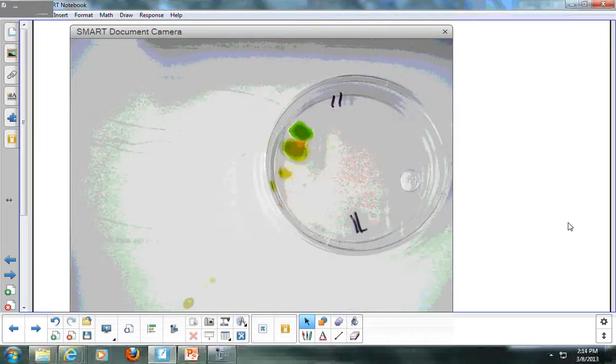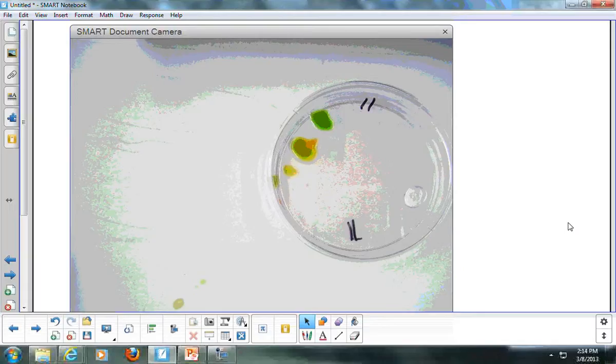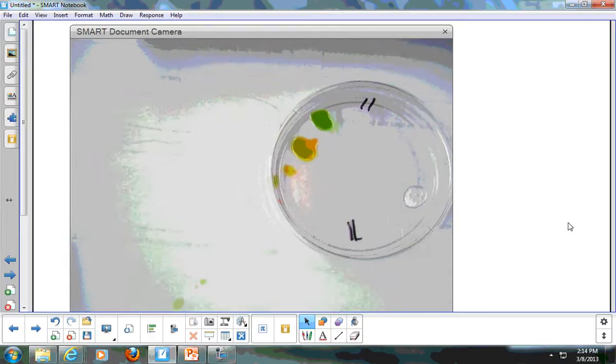Okay, and you can see it's starting to go orange. If I move this a little bit, you can see it a little bit more. Okay, it'll go bright orange if we just leave it. So I'm just going to set this aside because we're getting low on time, and I'll bring it back and show you in just a minute.